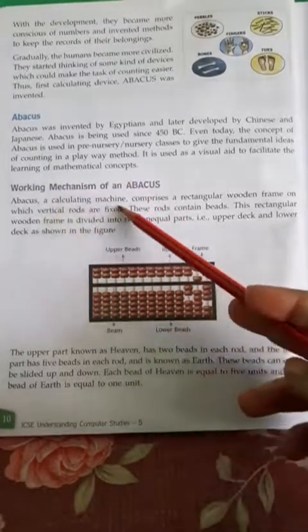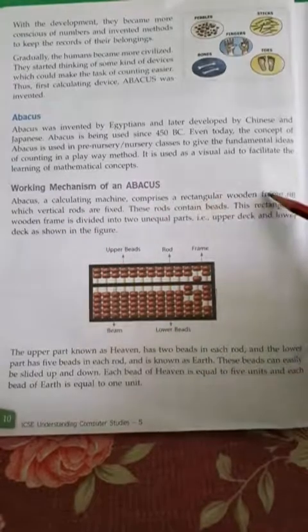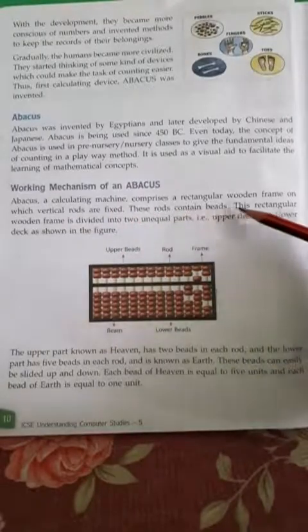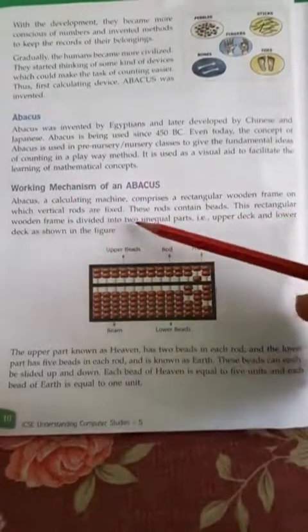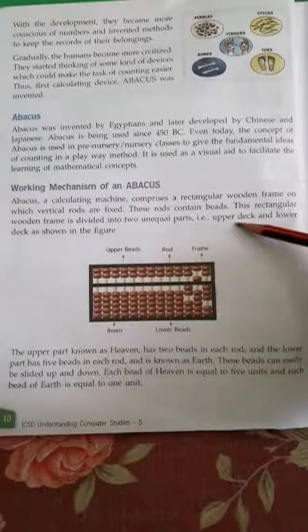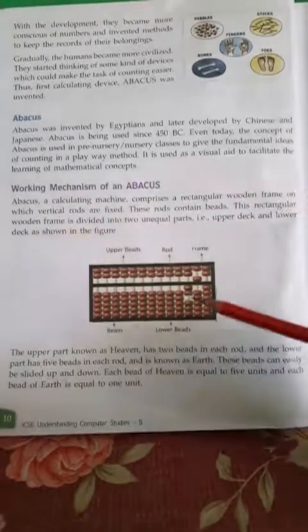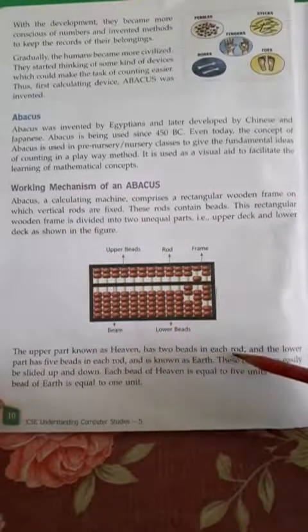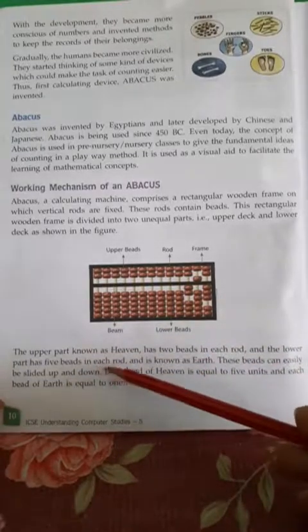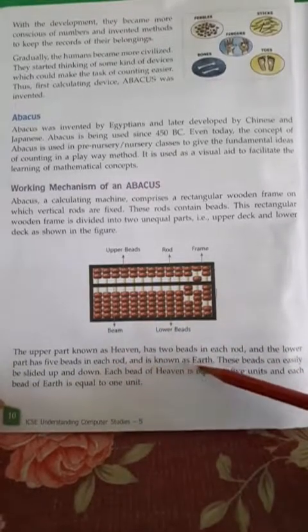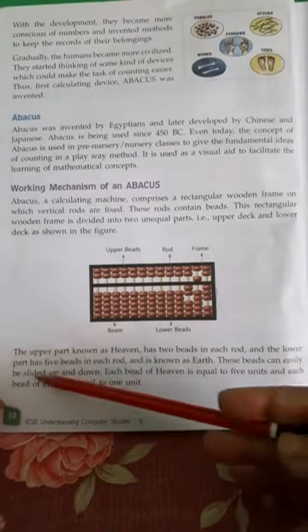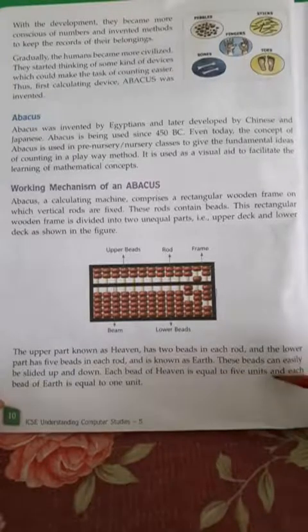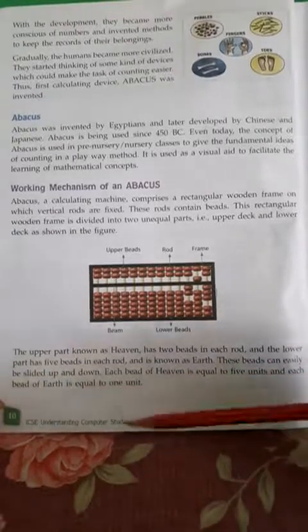The abacus, a calculating machine, comprises a rectangular wooden frame on which vertical rods are fixed. These rods contain beads. This rectangular wooden frame is divided into two unequal parts, that is, the upper deck and the lower deck, as shown in the figure. The upper part, known as heaven, has 2 beads in each rod, and the lower part, known as earth, has 5 beads in each rod. These beads can easily be slid up and down. Each bead of heaven is equal to 5 units and each bead of earth is equal to 1 unit.